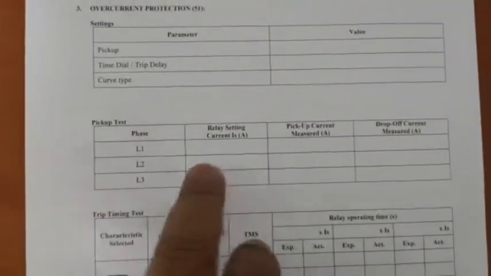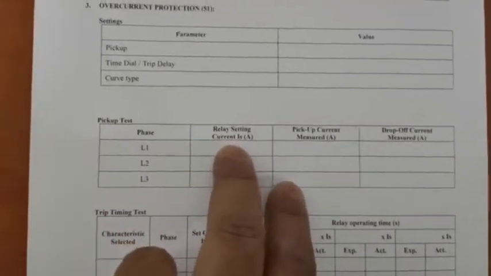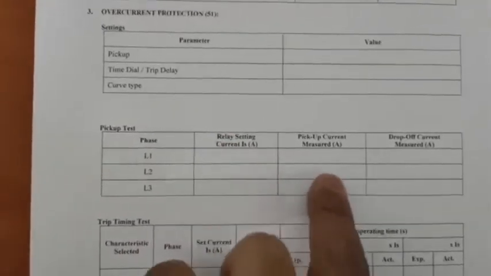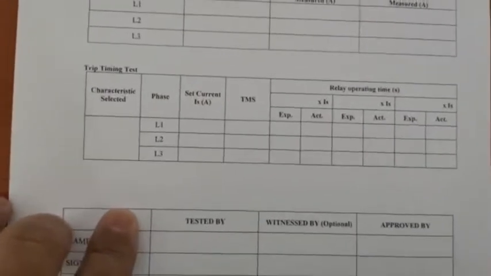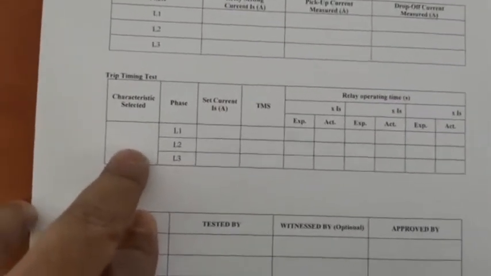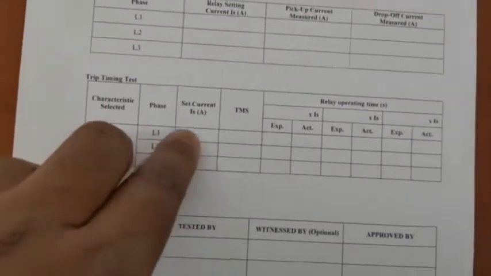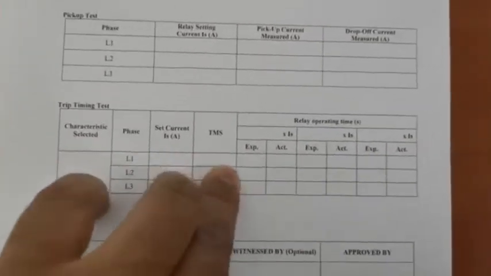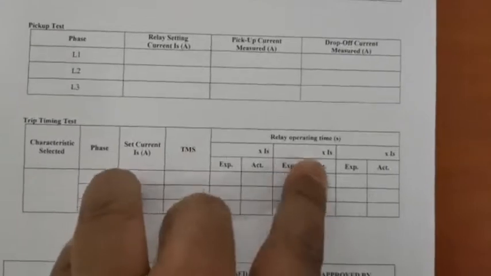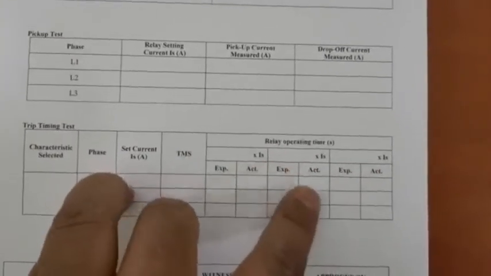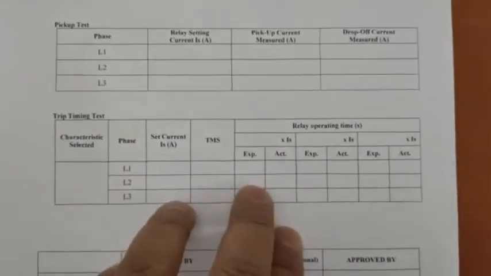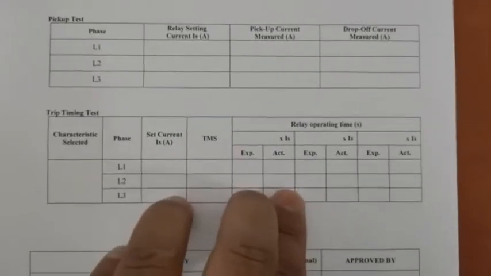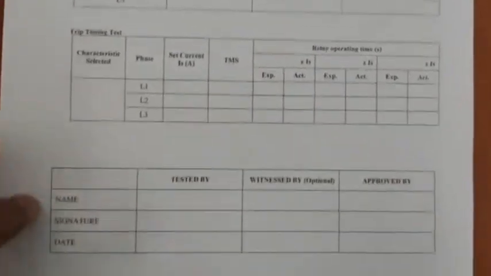Then pickup test: relay setting, what is the setting value, and then pickup and drop off. It comes down. This is the characteristic, whatever characteristic we have selected, and then set current, and TMS means K factor curve, and then multiples: 2 times, 5 times, 10 times, or the expected value, and then actual value, operated value, expected value and operated value.